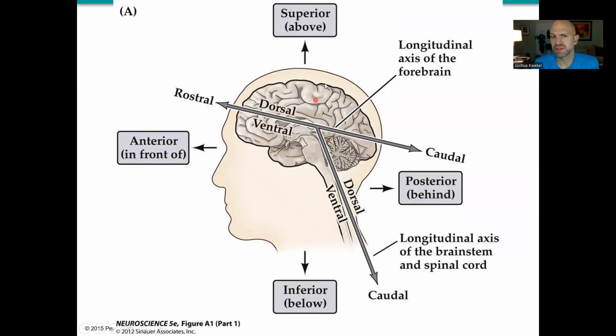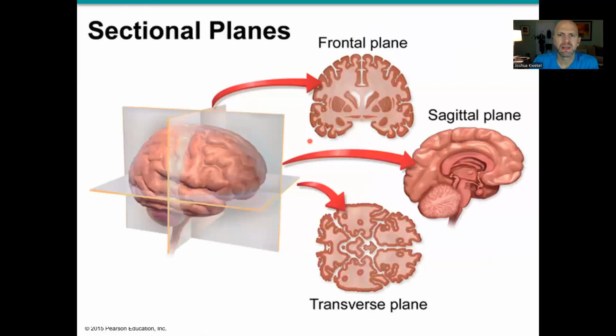Okay, so dorsal means really the top of the brain, and ventral means the underbelly or the underside of the brain. So keep that in mind. It's not going to really come up a whole lot, but I thought I would show this figure because it is something to keep in mind.